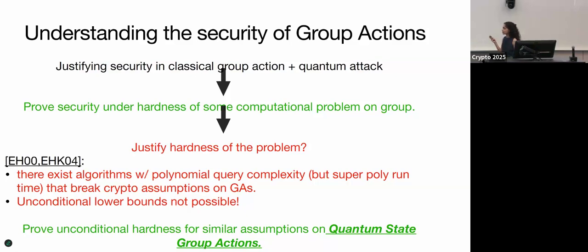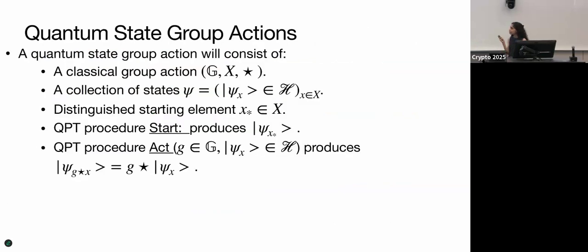So this is the motivation for us to consider in this work quantum state group actions and try to prove unconditional hardness for similar assumptions on this quantum state group action that we introduce. Okay, so I'll formally say what a quantum state group action is. It will be based on some underlying classical group action with the same definition that I mentioned before.